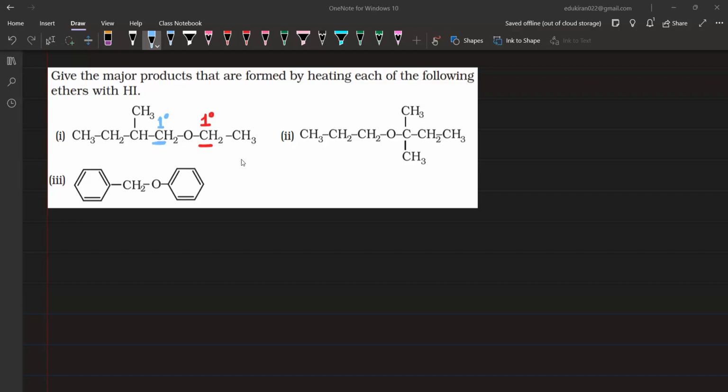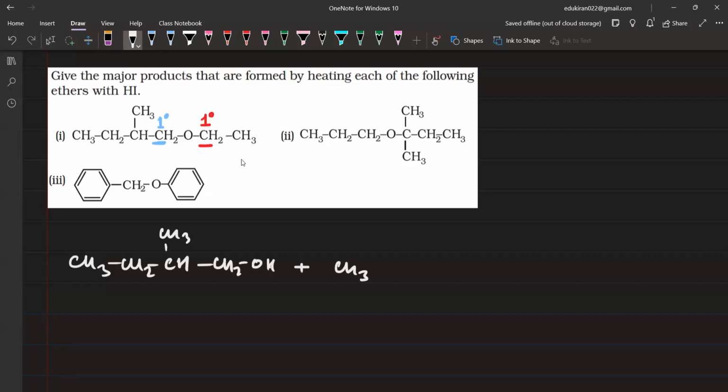Sir, red. Red is less hindered. So less hindered वाला क्या हो जाएगा? Alkyl halide, no? When you have 1 degree, 2 degree, तो lesser degree वाला. Lesser degree मतलब less hindered one. So the products that you will be getting is CH3, CH2, CH, CH3, CH2 and OH plus you will get CH3, CH2, and iodine. So for the first one.